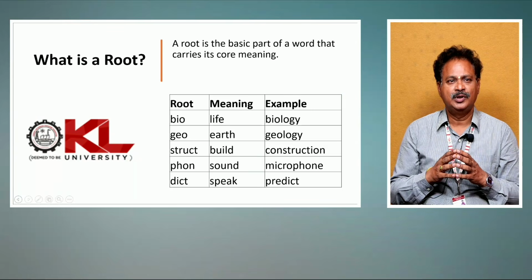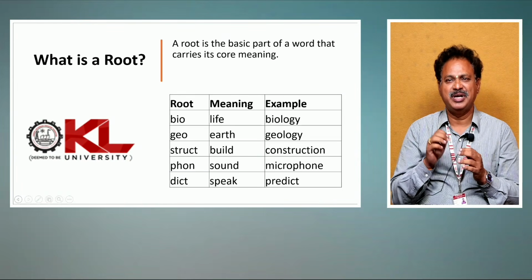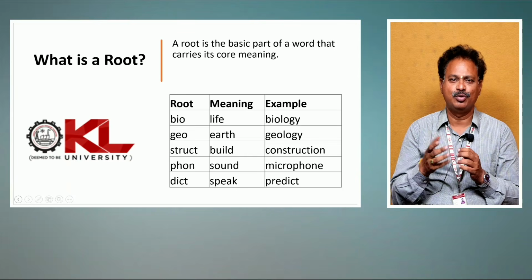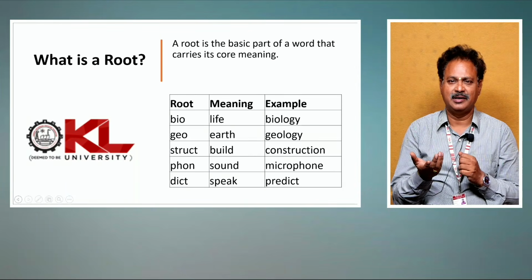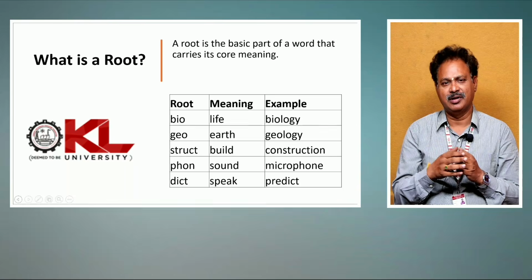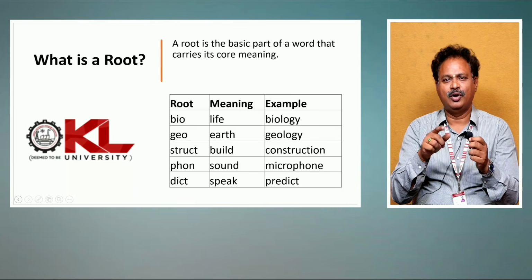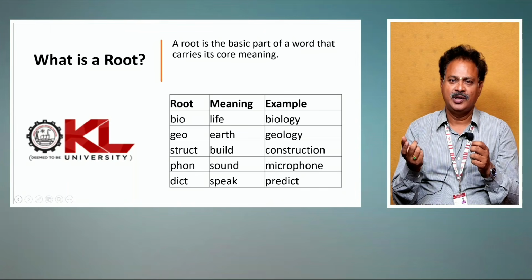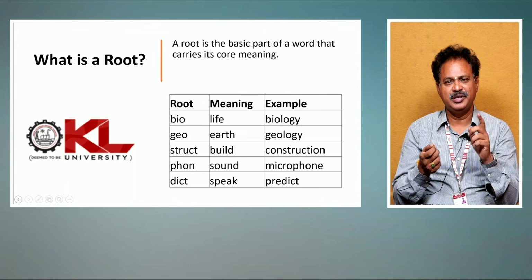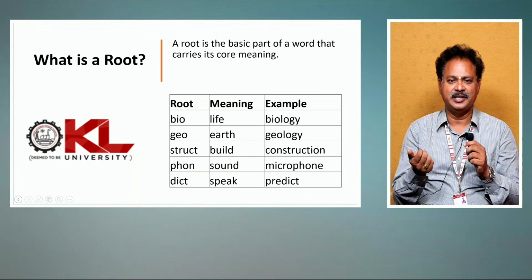So let us see what a root word is. It is a basic part of a word that carries its core meaning. Now what is this basic part? Let's take the word biology. In biology, bio means life, logy means study. Look at the word geology. Geo means earth, logy means study, right?